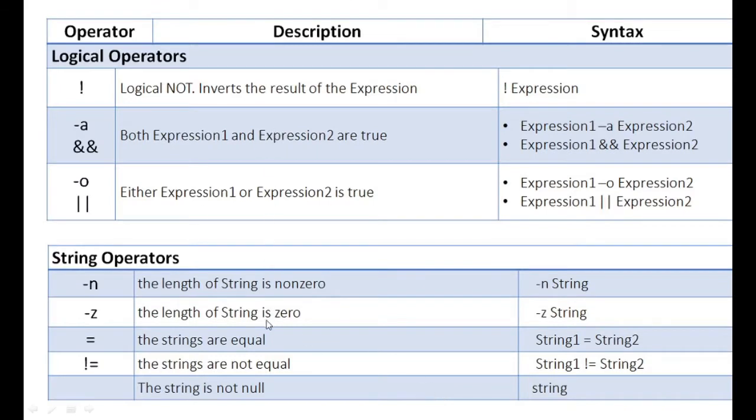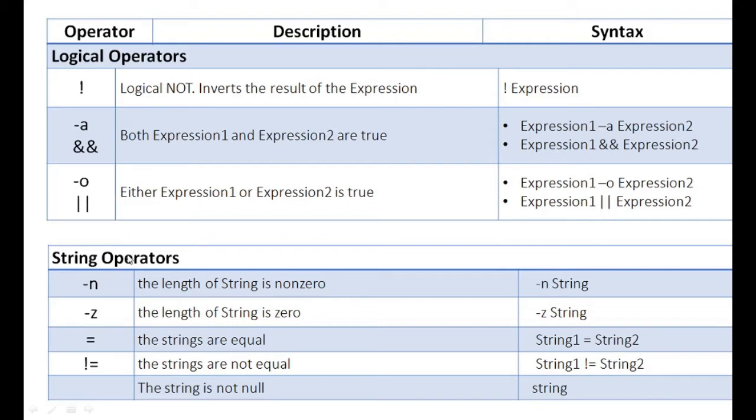So these are all the operators. You have logical operators. The exclamation mark is for not, which inverts the result of the expression. You have two ampersand symbols, which is for and. So here expression 1 and expression 2 must be true, only then the combined expression will be true. This is for the or operation: either expression 1 is true or expression 2 is true. Either you can use -o or two pipe symbols.